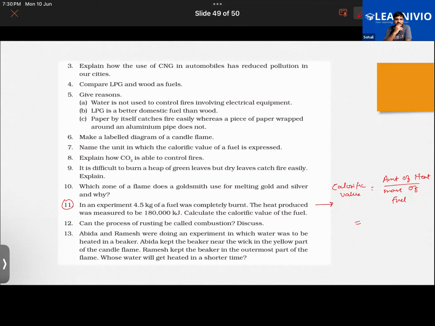No, Gauri, that isn't correct. You remove the decimal, 10 will come in the numerator. Then divide this. See, 45 fours are 180. The answer is 40,000 kilojoule per kilogram.